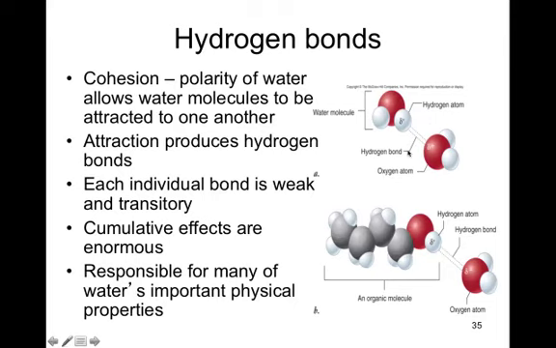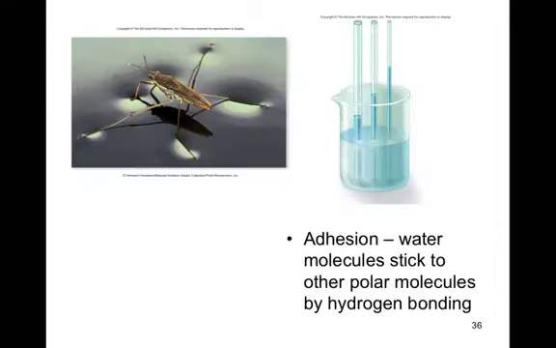Again, each individual bond is very weak, less than 1/10 as strong as a covalent bond. And they're transitory, so they're constantly changing. This hydrogen bonding between water molecules is responsible for many of water's important physical properties. We'll take a look at those shortly.